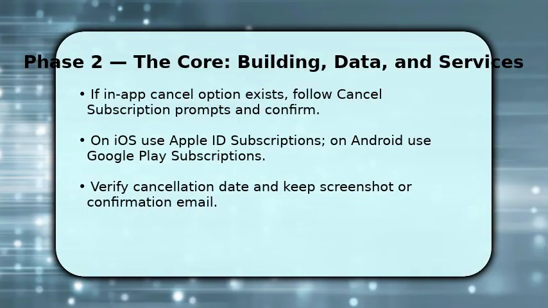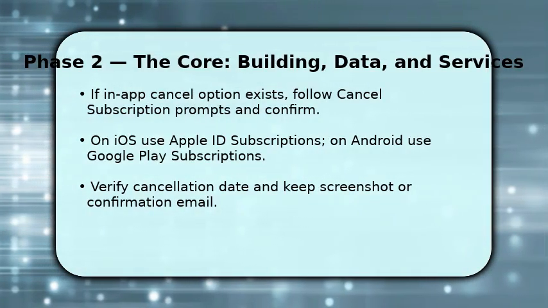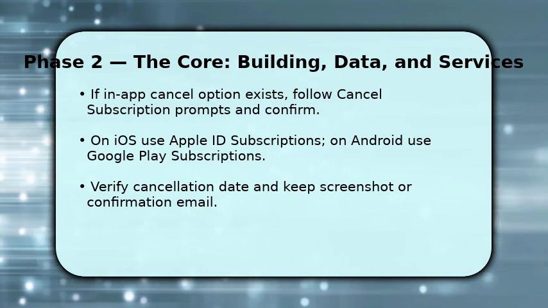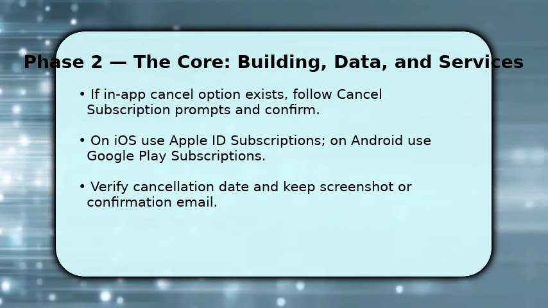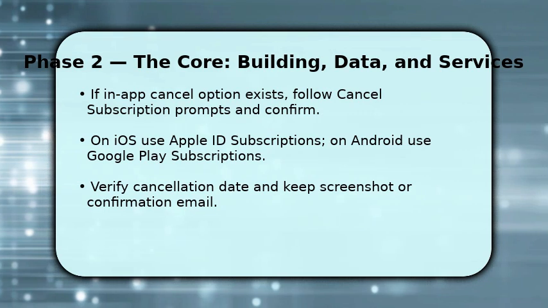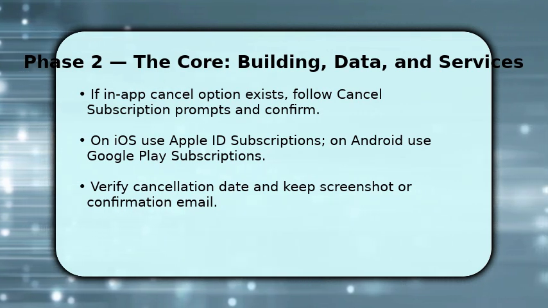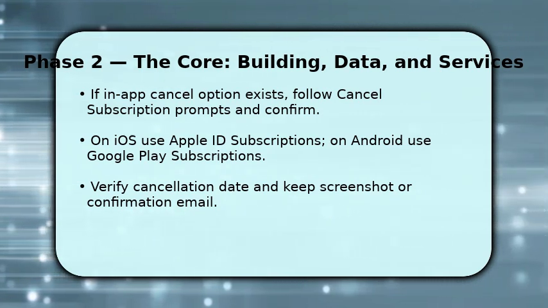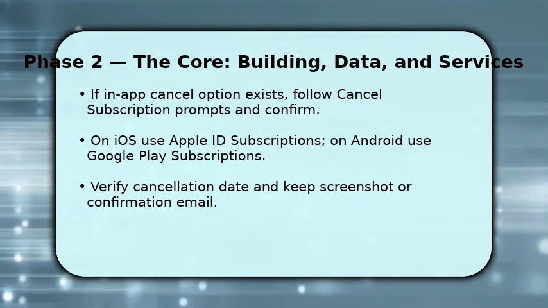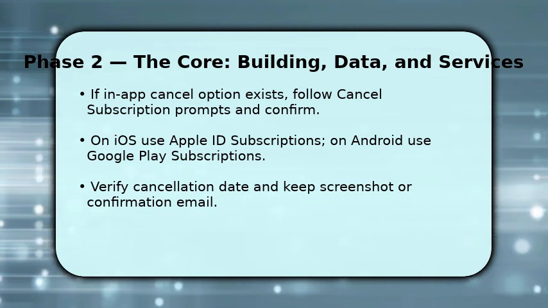Now you'll cancel. If Camscanner shows an in-app cancel subscription button, tap it and follow the confirmation prompts. This removes the app side authorization. If there's no in-app option, stop here and open the App Store or Google Play Store. Tap your account, then Subscriptions, find Camscanner and choose Cancel.